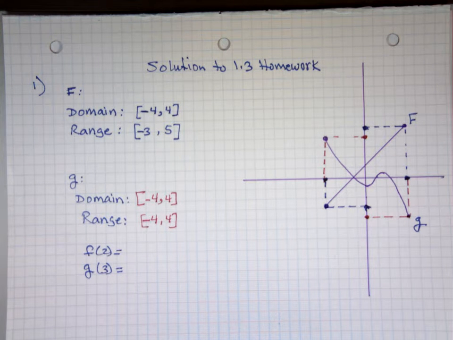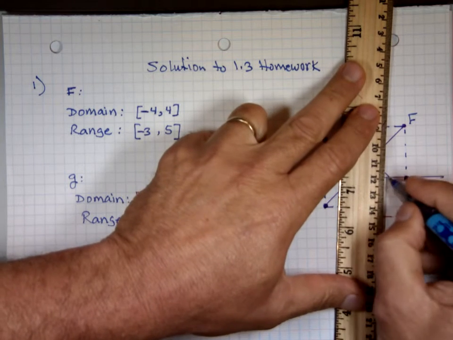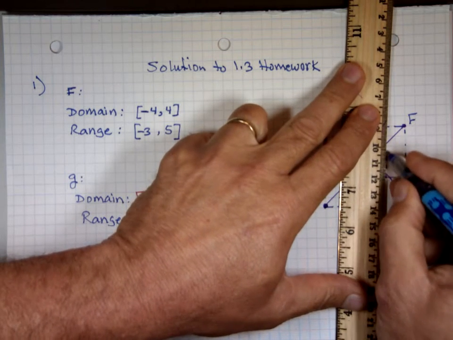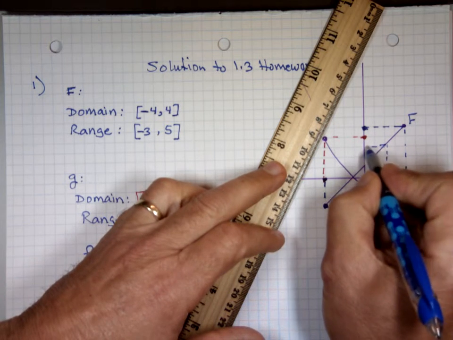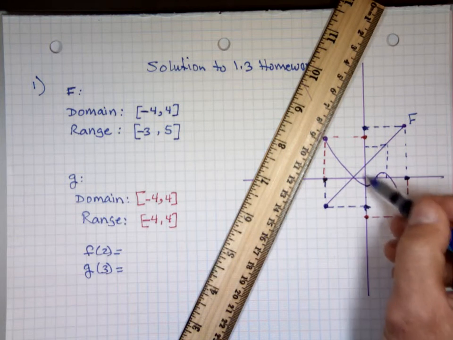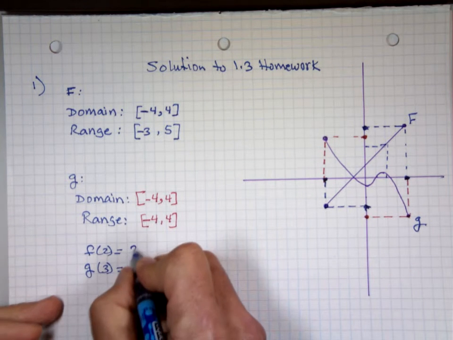Is there like a formula for that? No, you're just going to look at the picture. You go, when it's 2, what's that number? This is 2 here. You could find the equation for it. So what's the y value here? 1, 2, 3. So based on my picture, f of 2 is actually a 3.